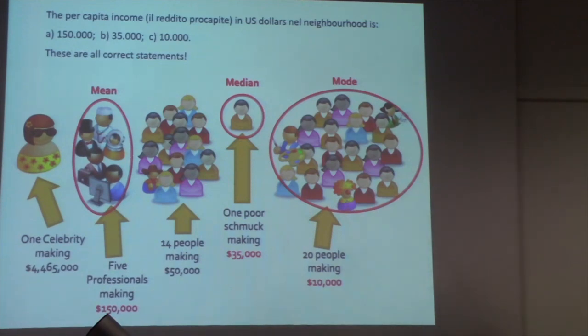Voi capite che 35.000 rappresenta la mediana. Se vedete abbiamo 20 persone di qua e altre 20 di qua, quindi questo signore che guadagna 35.000 dollari è la mediana. La moda qual è? La maggioranza, quindi 20, questi signori qui. Quindi è legittimo dire che in questo quartiere la gente guadagna 10.000 dollari l'anno, se scegliamo la moda. Se scegliamo la media invece ci viene 150.000, perché? Perché è grossolanamente spostata da questa singola persona qui.